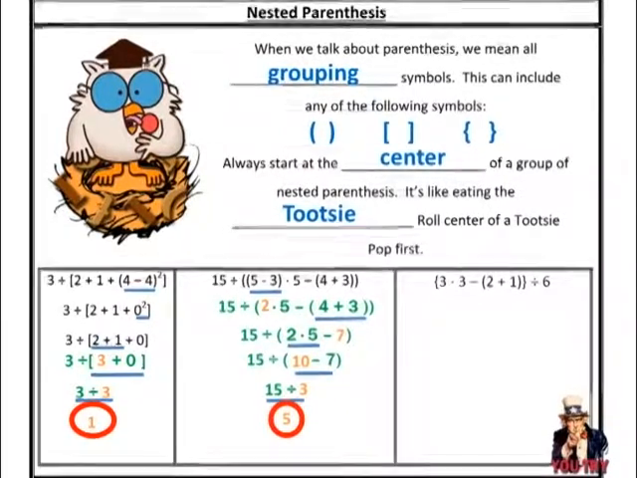On your own, try the last problem. Remember, always look for the nested parenthesis, the Tootsie Roll center of that Tootsie Pop. You want to start at the sweet spot right in the middle.